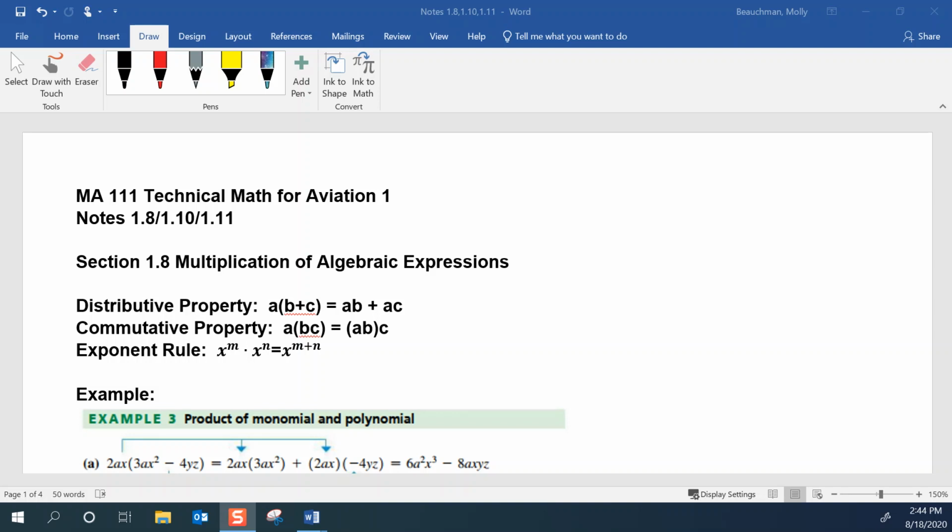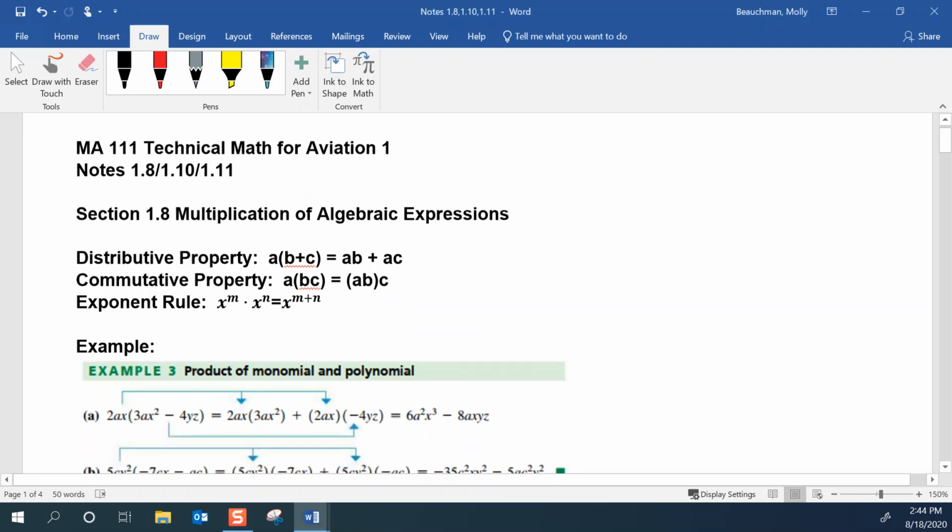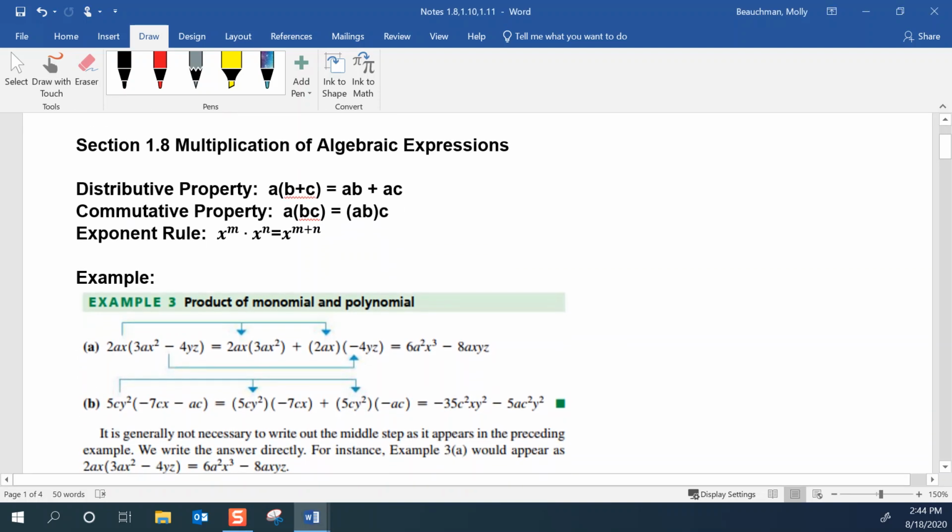Hi, in this video we'll take a look at section 1.8, multiplication of algebraic expressions. So when we multiply algebra expressions, this should be a review. There are three main properties that we're going to use. The first one is distributive. Just a reminder that a times (b plus c) equals ab plus ac.